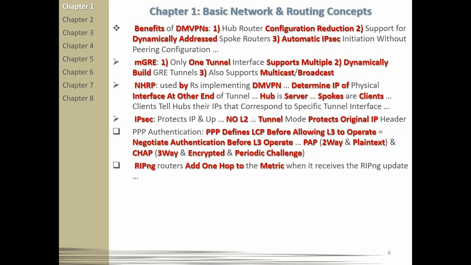Very important to remember the point that in RIPng, RIP next generation for IPv6, unlike RIP version 1 and unlike RIP version 2, the sending router already considers itself to be one hop away, and that means RIPng routers are going to add one hop to the metric when they receive the RIPng update. This is the behavior of RIPng and not RIP version 1 or RIP version 2.